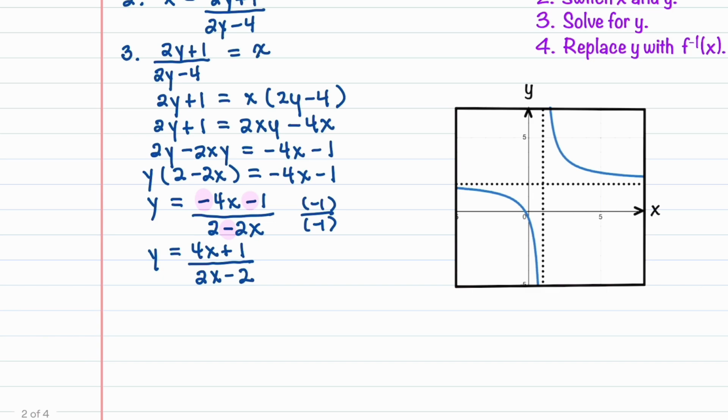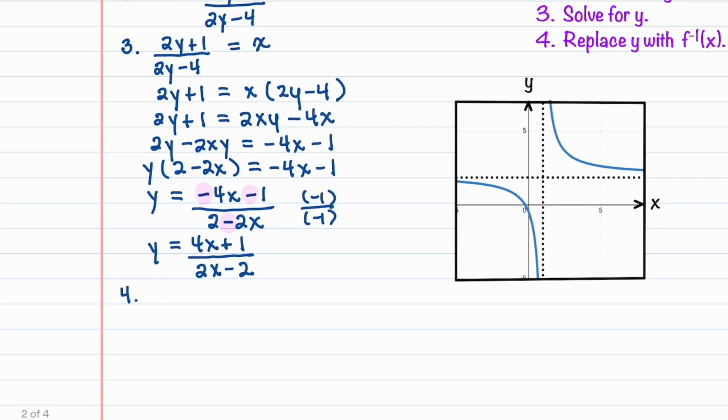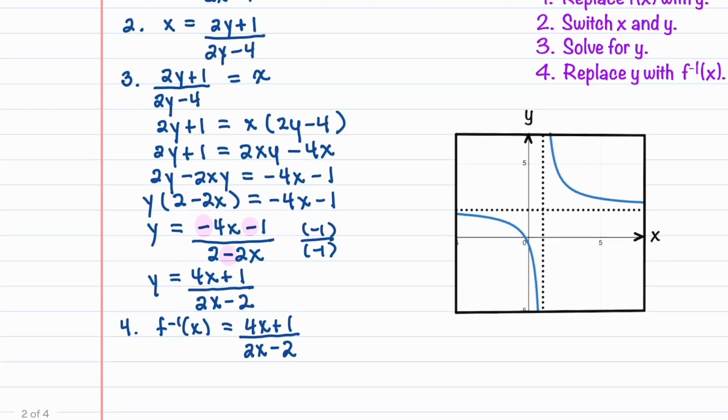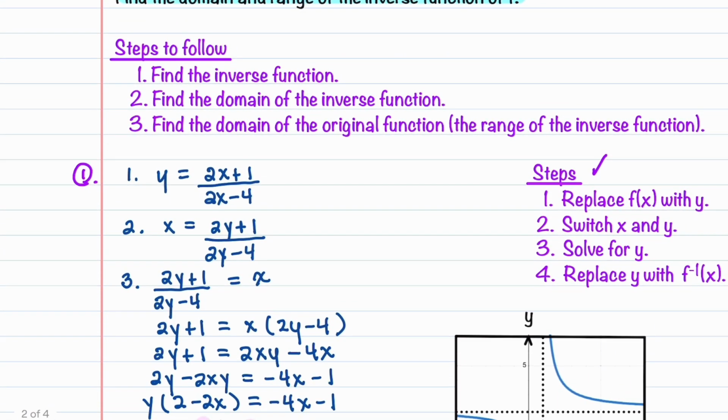The fourth step is we need to replace y with f inverse of x. So we have f inverse of x is equal to 4x plus 1, all divided by 2x minus 2. Okay, now we found the inverse. Now we can go on to our second step. So let me pull this down and let's look at what our second step is.